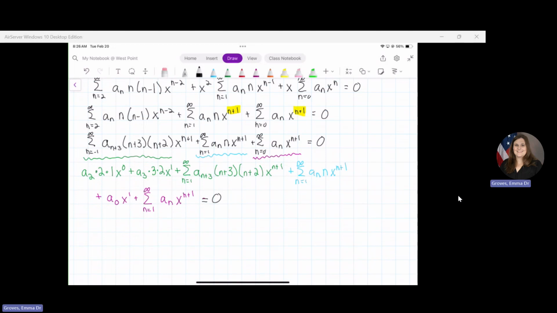The reason I do this is I need all those x's inside my summation to be the same, so that I've accounted for my constant term, my entire constant term is pulled out, and my entire linear term was pulled out. And then we're actually starting the summation at the x squared term.